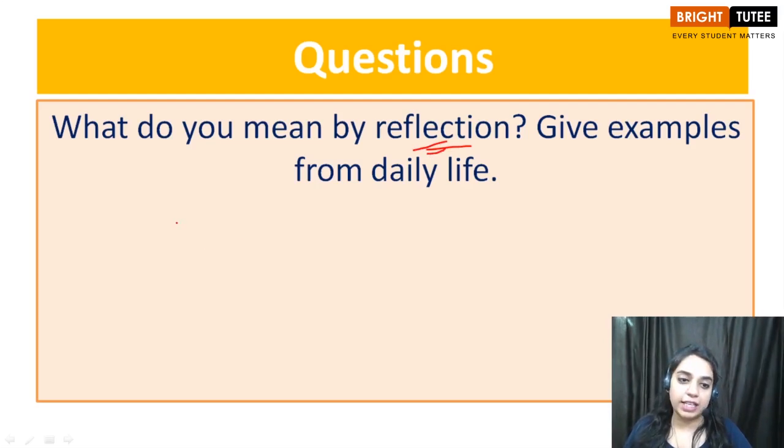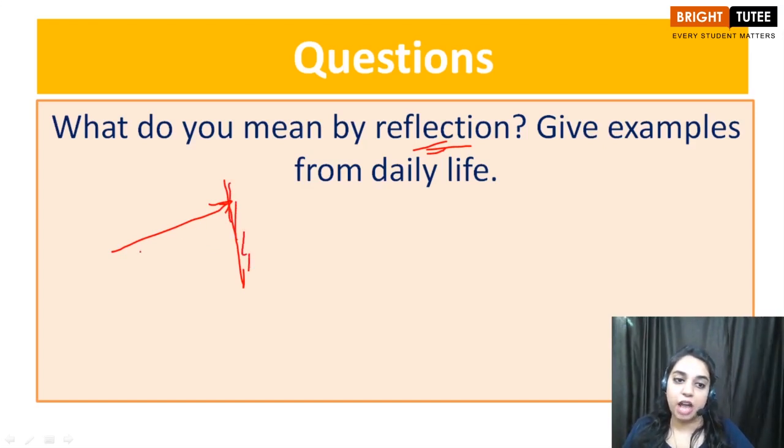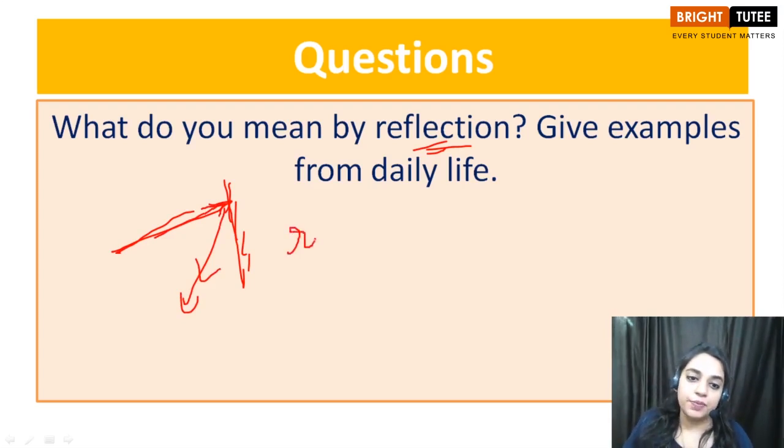Reflection of light is when the light hits some polished surface. It can be a mirror, it can be water, and it can be a steel plate. Any polished surface can be there, and after hitting the surface it changes direction. So this change in the direction of light after hitting a polished surface or a mirror is called reflection of light.